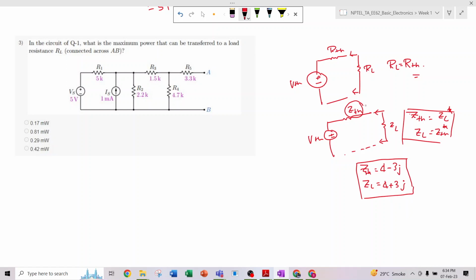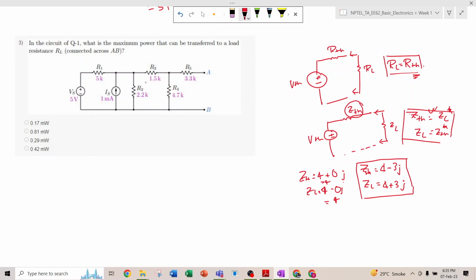So this thing, RL equal to RTH, is a special case of ZTH equal to ZL star. Suppose ZTH comes out at 4 ohm, so 4 is nothing but 4 plus 0j, so ZL will be 4 minus 0j, which is 4. So it is a special case that RL equal to RTH. But always remember that the Thevenin equivalent impedance will be the complex conjugate of the load impedance. In this question we are dealing with real resistance only, not complex impedance. So basically RL is equal to RTH.